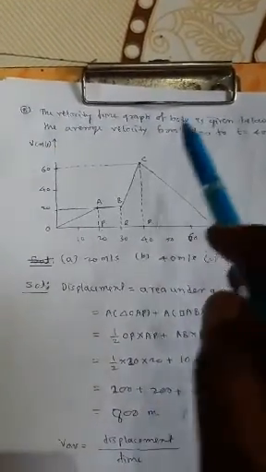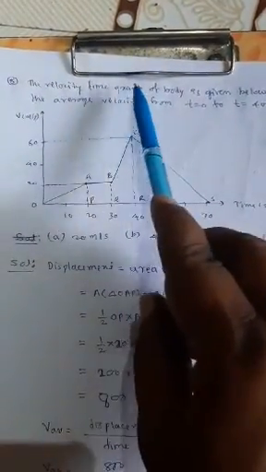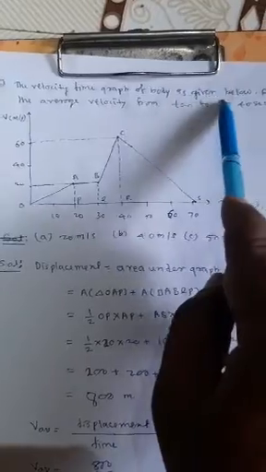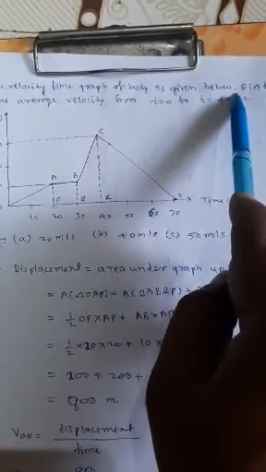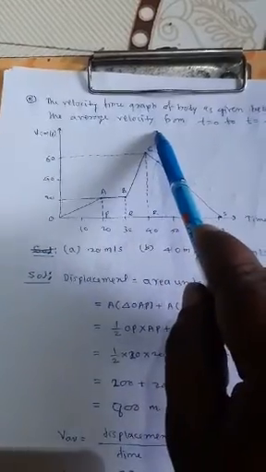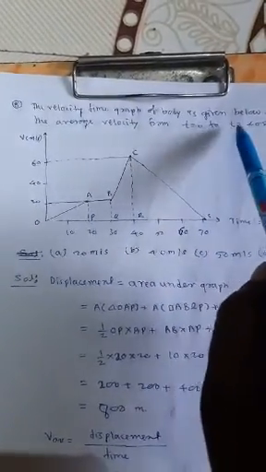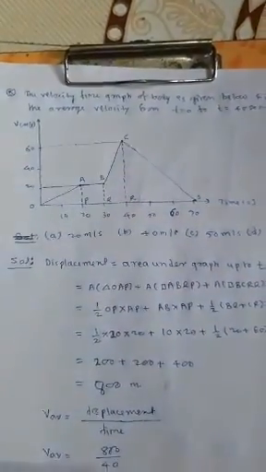Welcome back. See the next problem from the velocity time diagram. The velocity time graph of a body is given below. Find the average velocity from t is equal to 0 to t is equal to 40.